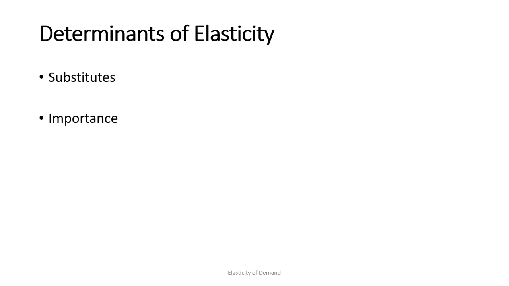Second is the importance. If a commodity is very important to a consumer, he or she may not care much about an increase in its price. Hence, when it is very important, the elasticity of the commodity is small. This is why the elasticity of demand of necessities is very small.